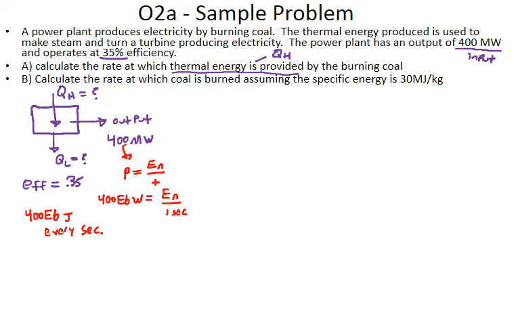And so with that, and with knowing the efficiency, we can work our way backwards to find QH, as well as the rate at which coal is burned, how many kilograms we would need to burn in a period of time. And so, go ahead and pause the clip and give this a try. And when you're ready to check, you can hit play to continue.